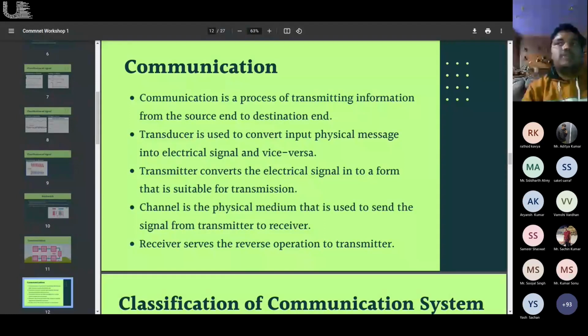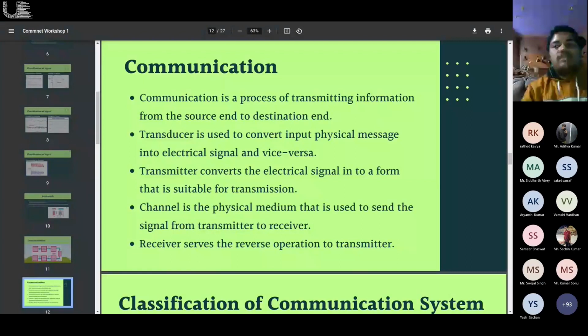Lambda by 4. Very good. So if the wavelength of the signal is 250 meters, what is the length of antenna required? 62.5 meters. That's a huge antenna.